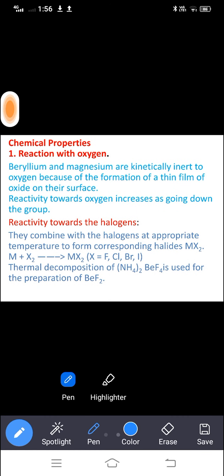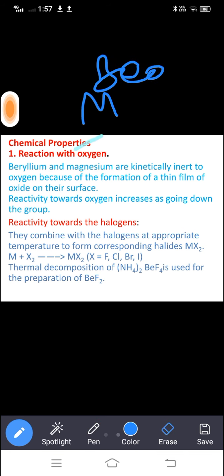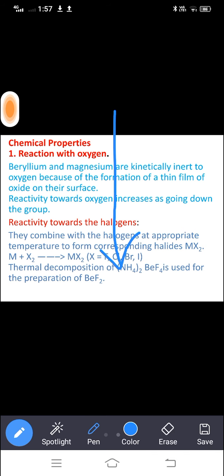Okay, now we discuss the chemical properties. When alkaline earth metals react with oxygen, beryllium and magnesium form an oxide layer. Once the oxide layer forms, it will not react; it will be like inert. But this reactivity toward oxygen increases as you move down the group, because size increases and the electropositive nature of the ions makes them react readily with oxygen.